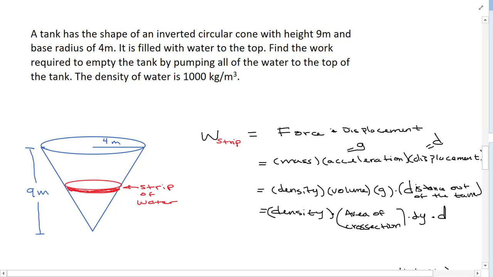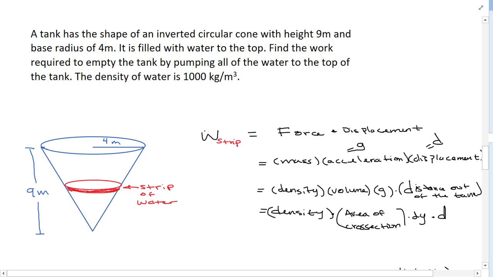So we want to find the work required to empty the tank by pumping all of the water to the top of the tank. The density of water is 1,000 kilograms per meter cube. This is kind of what I was saying. If you imagine that you're putting a straw here and taking water out when you sip, every time you take a sip, it's not like a chunk of water gets taken out randomly, right? Because the tank has a circular base, the cross section maintains that circle as the water level goes down and down the tank.